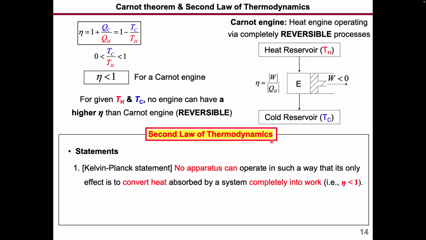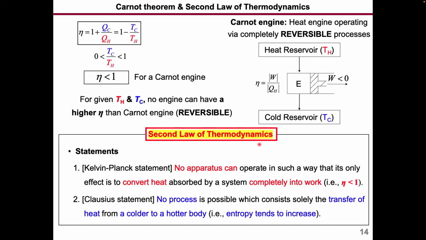For the second law of thermodynamics, we have two statements. One is the Kelvin-Planck statement, meaning that no apparatus can operate in such a way that its only effect is to convert heat absorbed by a system completely into work. In other words, our heat engine efficiency is always going to be less than 1, because the Carnot cycle is already less than 1, and all other heat engines are smaller than this. So obviously, you cannot have a perfect engine that converts heat 100% into work, okay? So this is the Kelvin-Planck statement of the second law of thermodynamics.